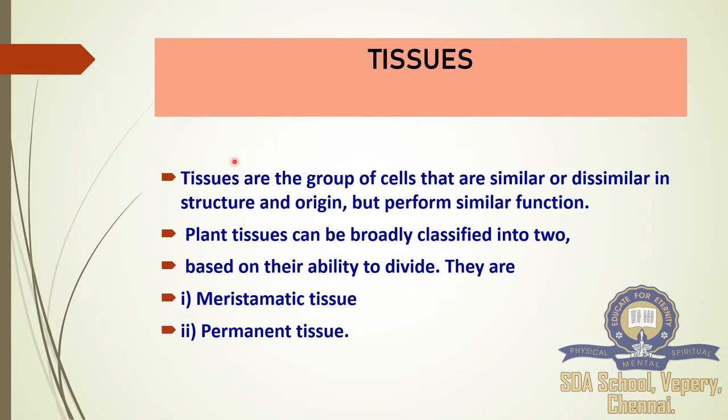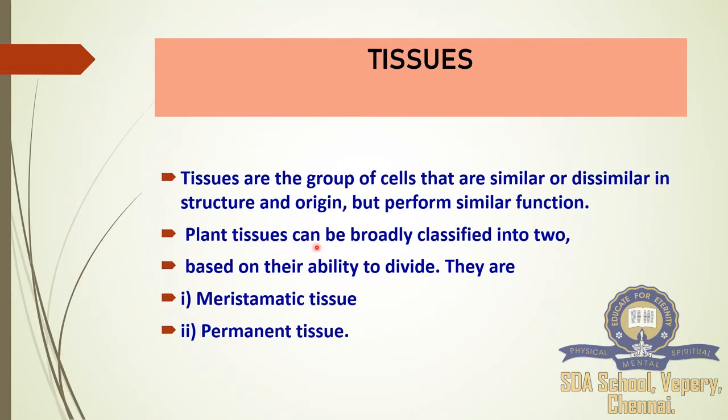Here we have a topic, tissues. Tissues are groups of cells. The group of cells combine together to form a tissue, that are similar or dissimilar, either the same type or different type in structure and origin, but perform similar functions. So cells combine together to form tissues. These cells may be the same or different, but altogether the function of these tissues is the same.